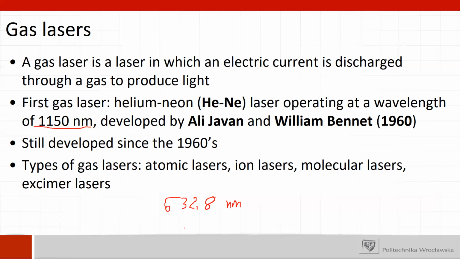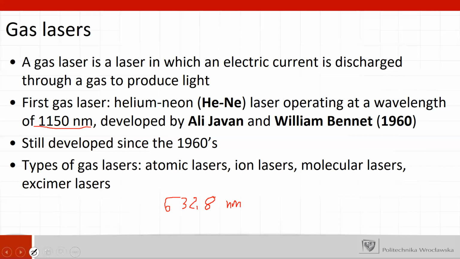And they were not the first to ever develop a laser, because the first laser was demonstrated by Theodor Maiman, and this was a solid-state laser, a ruby laser, actually. So they were a little bit late. They demonstrated the gas laser a few months after Maiman's discovery. Probably this was because a gas laser is a way more complicated system than a solid-state laser, because you need to care about a lot of parameters. There are a lot of degrees of freedom in gas lasers.